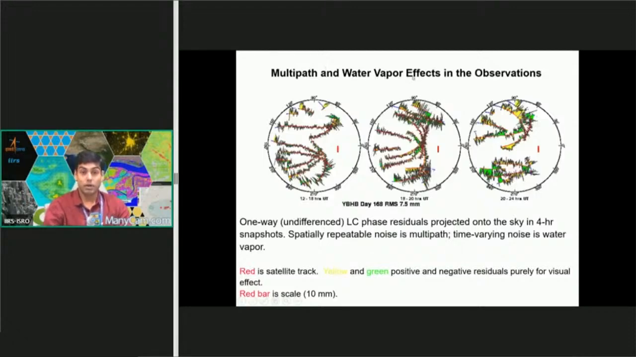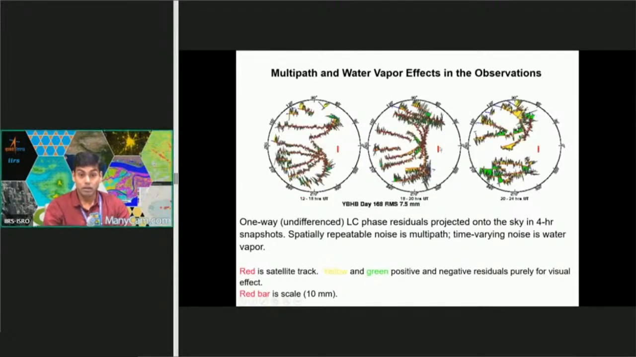Then multipath and vapor effects in the observations. We can see 12 to 18, 18 to 20, and 20 to 24 hours. This is how we can see the multipath and water vapor effect in different time intervals, and how it is increasing. The yellow and green are positive and negative residuals, purely for visual effect, and red is the satellite track. The colors reflect the increase and decrease in the multipath and water vapor effect.